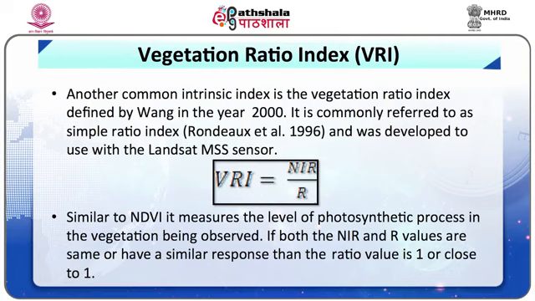The third one of significance is the Vegetation Ratio Index, popularly known as VRI. Another common intrinsic index is the Vegetation Ratio Index, defined by Wang in the year 2000. It is commonly referred to as the Simple Ratio Index and was developed for use with the Landsat MSS sensor. Equation 4 shows this, where VRI is equal to NIR divided by R. Similar to NDVI, it measures the level of photosynthesis processes in the vegetation being observed.